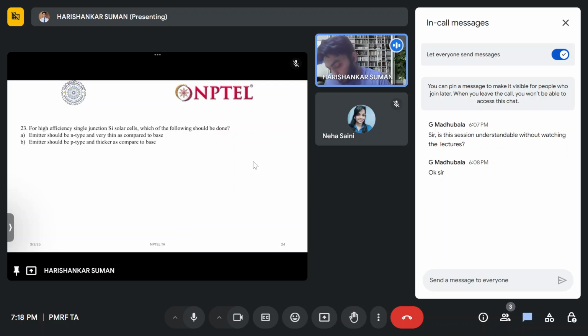For a high efficiency single junction silicon solar cell, which of the following should be done? Emitter should be n-type and very thin as compared to base, and emitter should be p-type. No, base should be thick and n-type compared to emitter. Base would be thick and n-type as compared to p-type.